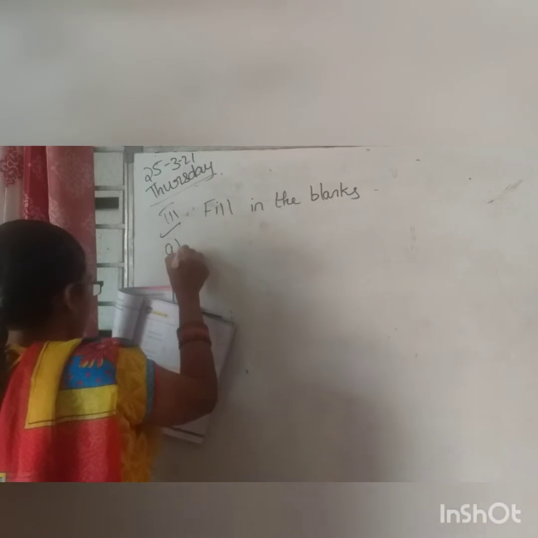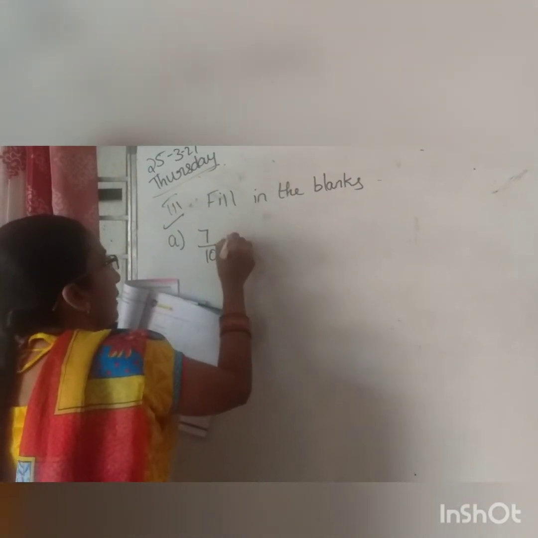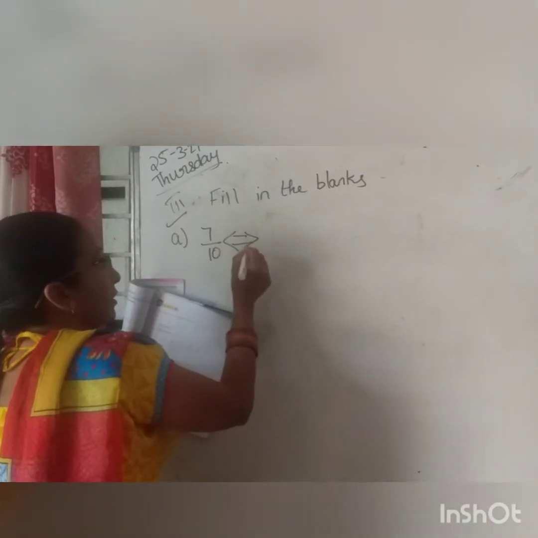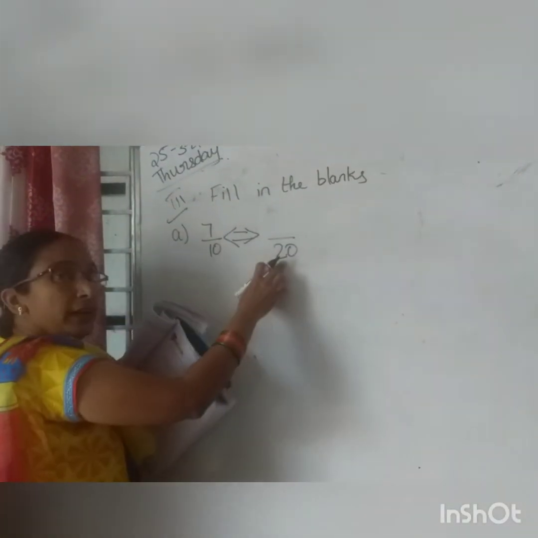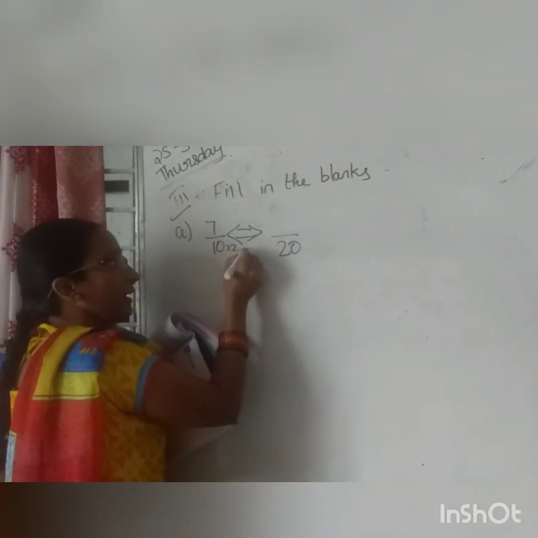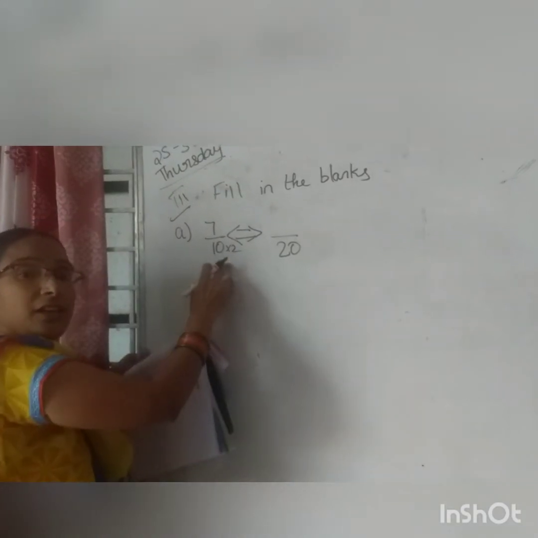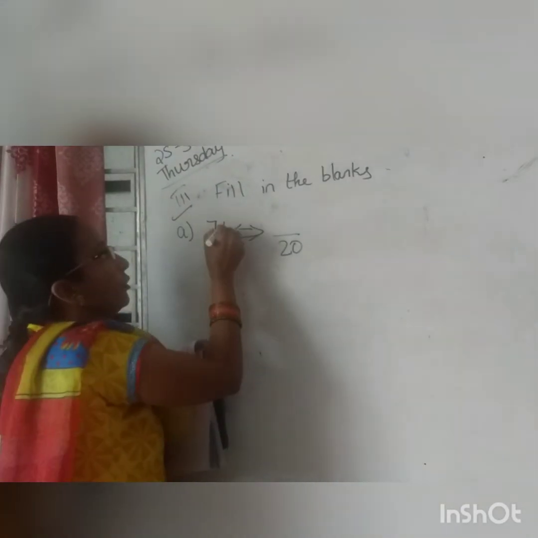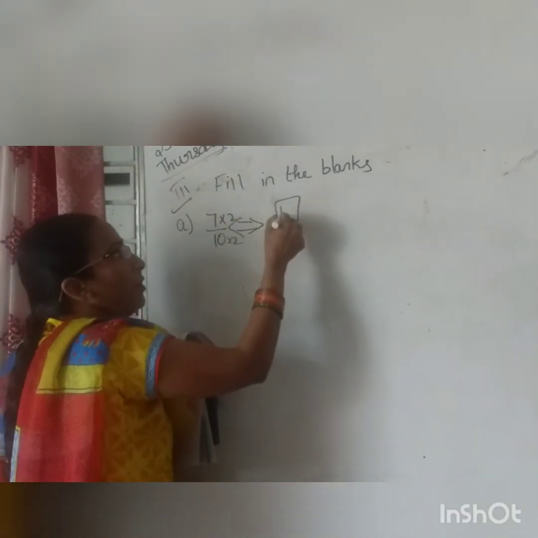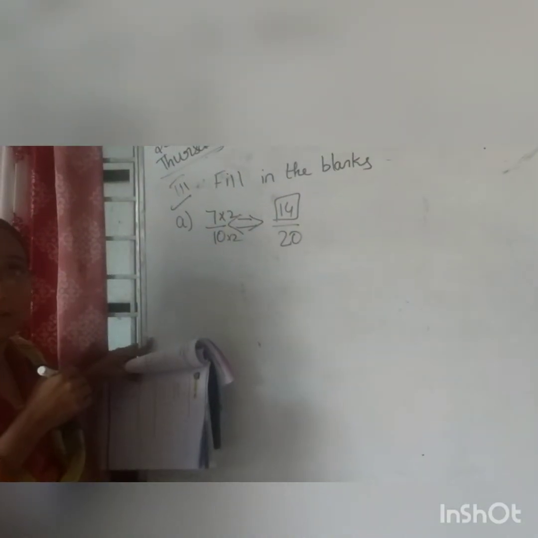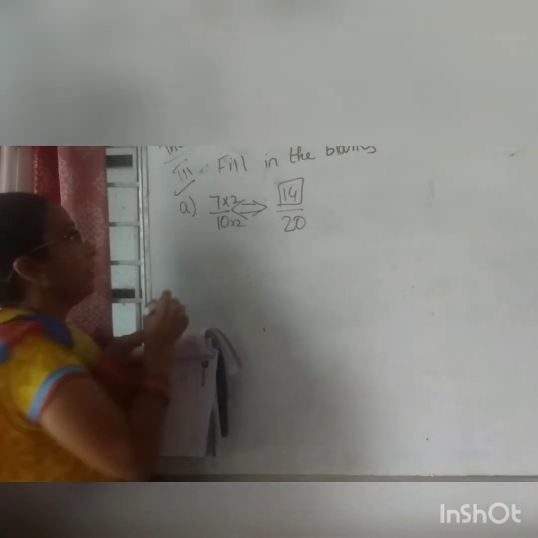See, A1: 7 by 10 is equal to, like this, 20 below. 10 multiplied by what gives 20? 10 2s are 20. So here also you are going to multiply with 2. Here they gave you a dash. 7 2s are 14. Here you are going to write 14. Followed?